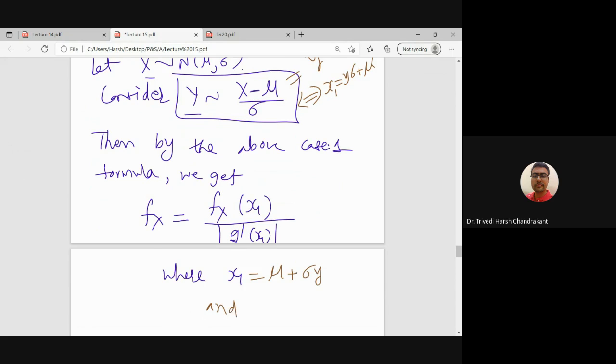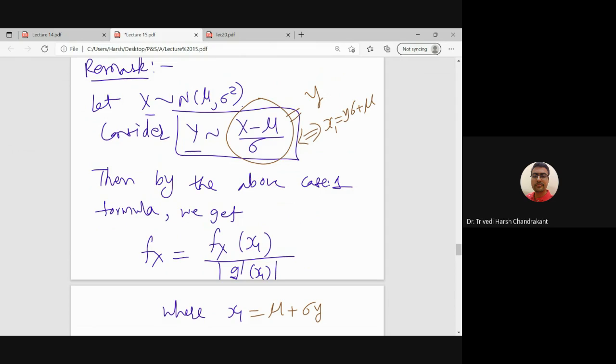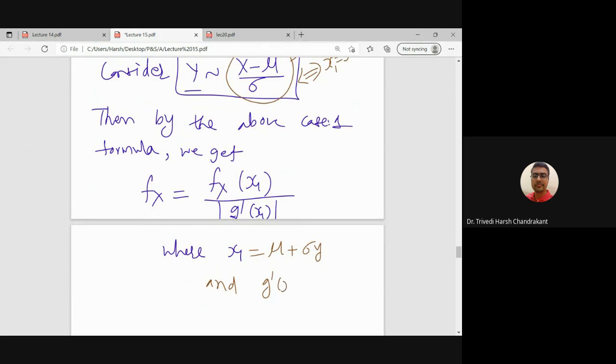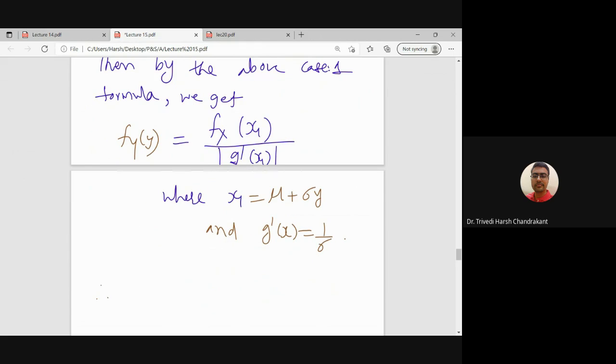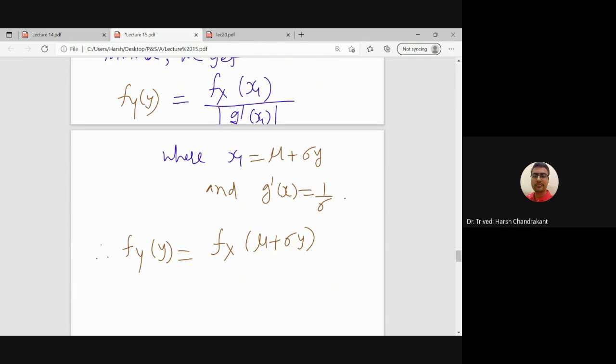And what is the derivative? This is our g of x. Mu and sigma are numbers, so the derivative of mu by sigma is 0. The derivative of x by sigma in terms of x is 1 by sigma. So g dash of x is 1 by sigma. Now we got the formula. In this example, fy of y is fx at x1, that is mu plus sigma y, divided by modulus of g dash x. Since sigma is positive, it is 1 by sigma.